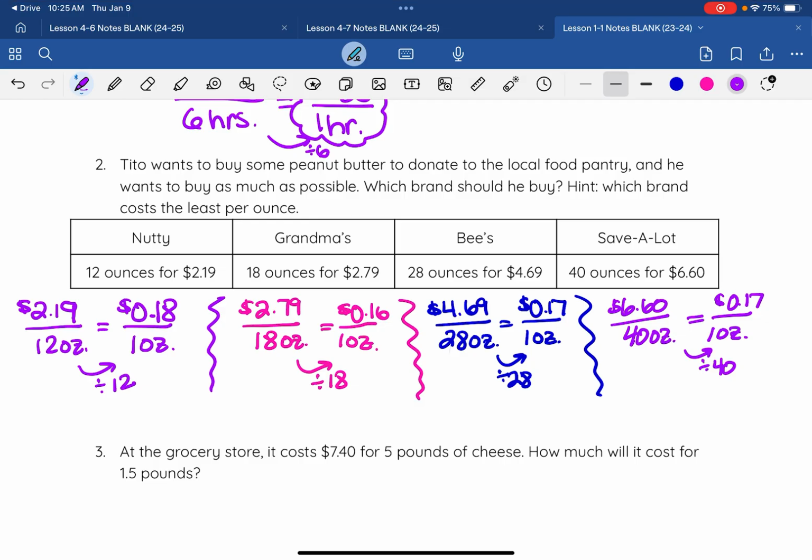So in the end, which one is the one that would cost the least per ounce? That would be Grandma's at 16 cents per ounce.